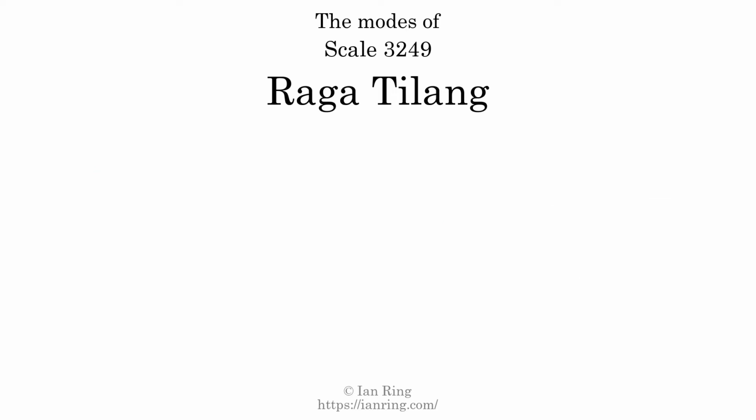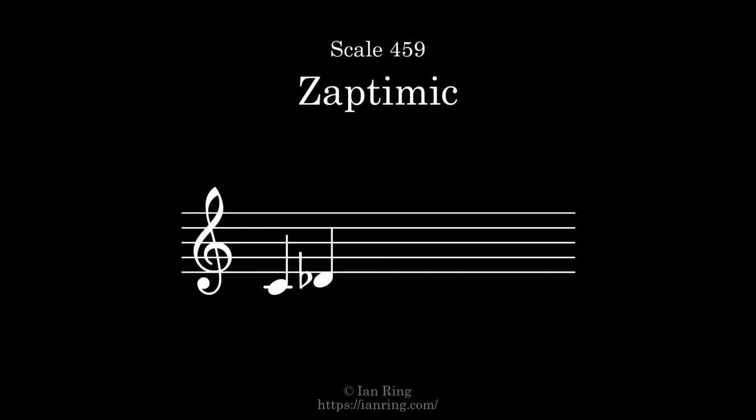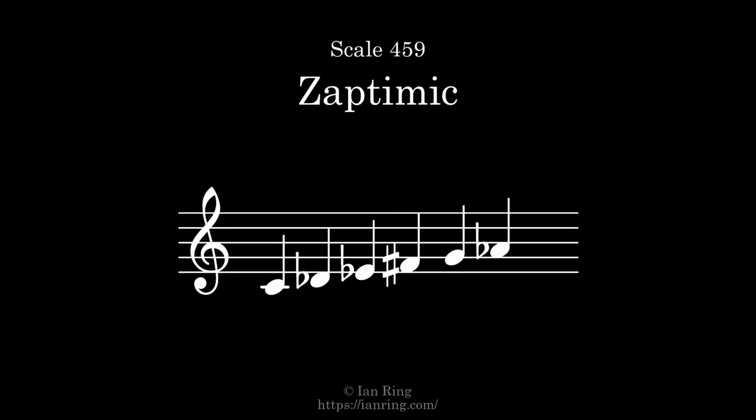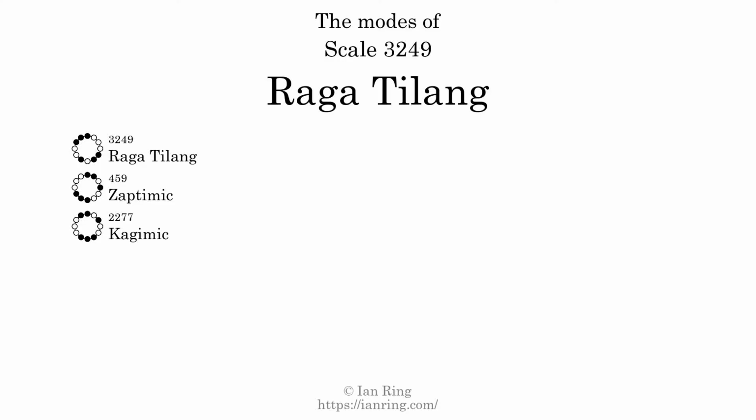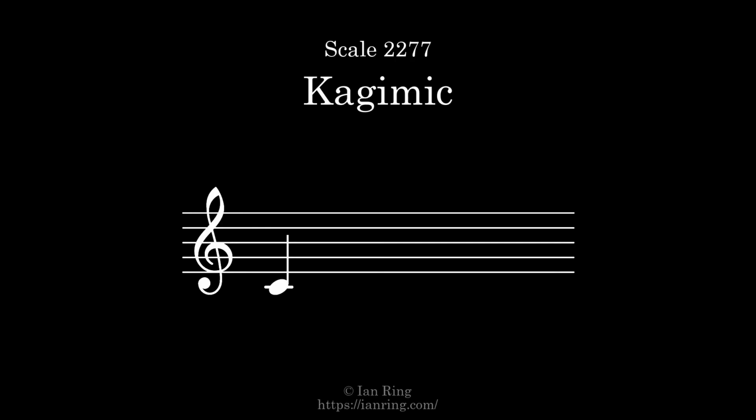This scale has 6 modes. The first mode is itself. The second mode is scale 459, also known as hexatonic. It sounds like this. The third mode is scale 2277, also known as hexatonic. It sounds like this.